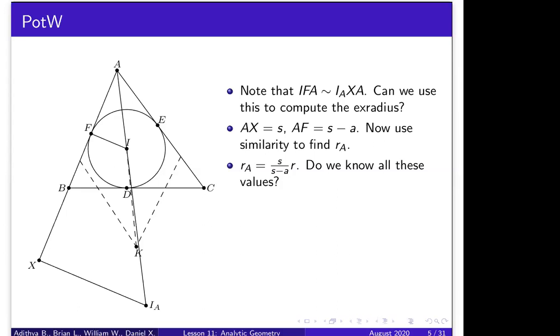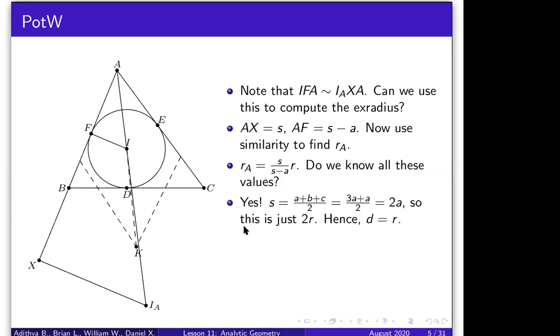Yep, it's 2. So how to see this? S is equal to AB plus AC plus BC all over 2. And AB plus AC is 3BC. So this quantity is just BC plus 3BC all over 2, which is 2A. So we have that S over S minus A is just 2A over A, which is 2. And RA is equal to 2R, which means that D is equal to R.